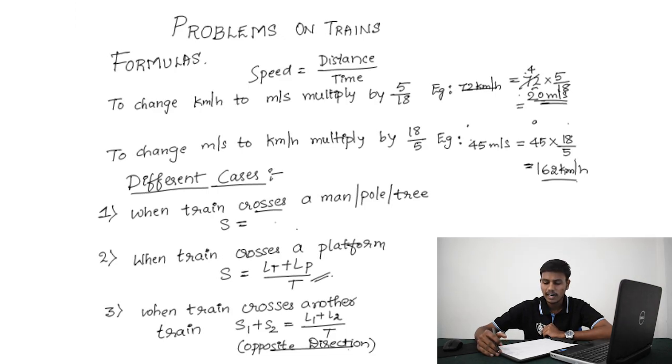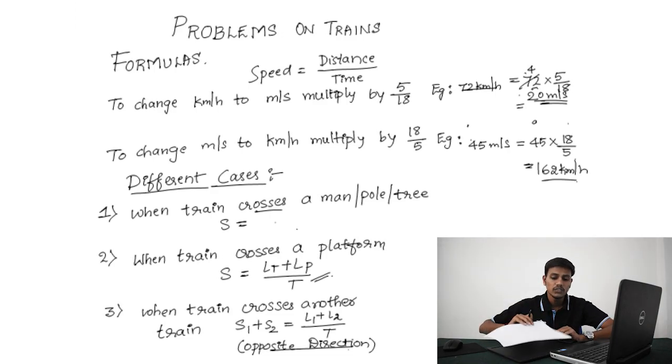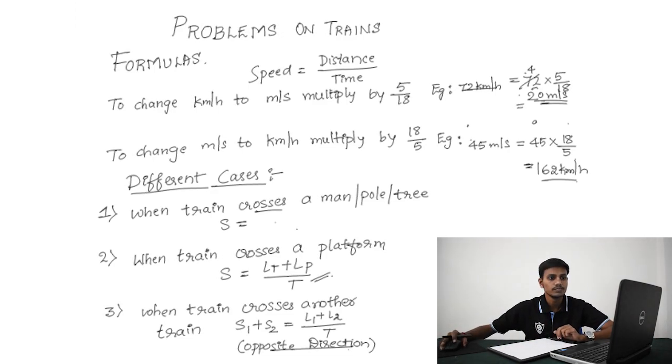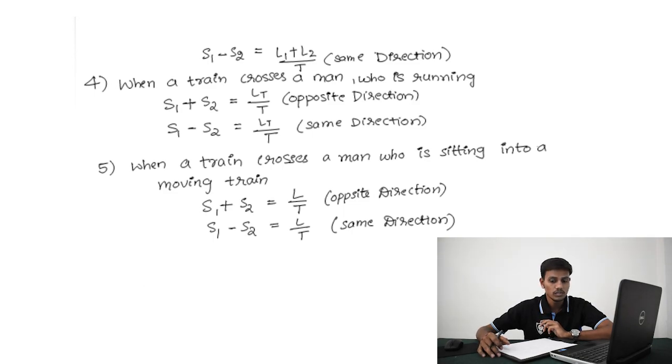And the third case, when a train crosses another moving train, that moving train may be in the same direction or in the opposite direction. For opposite direction, we have the formula: speed of one train plus speed of another train is equal to length of one train plus length of another train divided by time. And if the trains are moving in the same direction, the formula is speed of one train minus speed of another train is equal to length of one train plus length of another train divided by time.